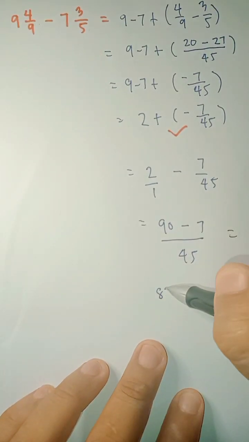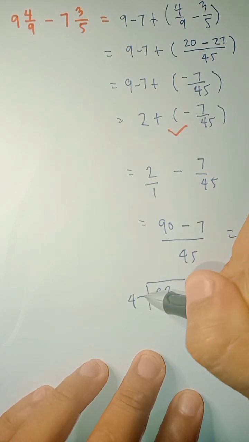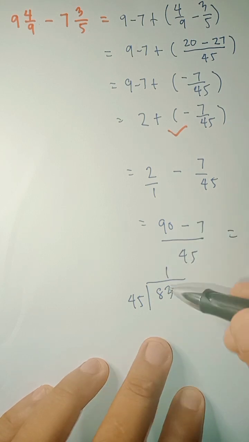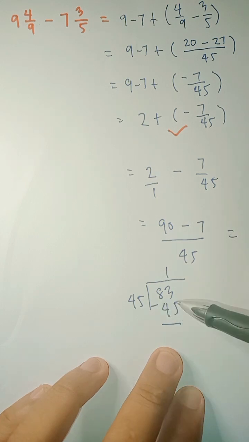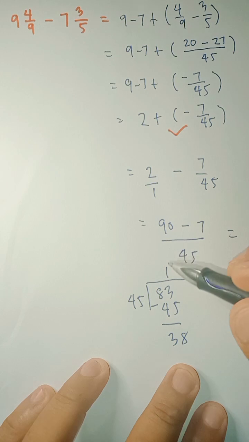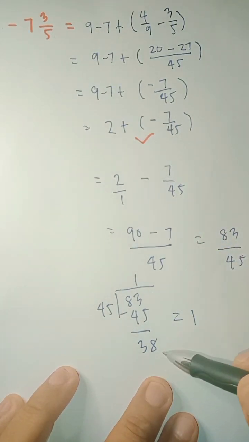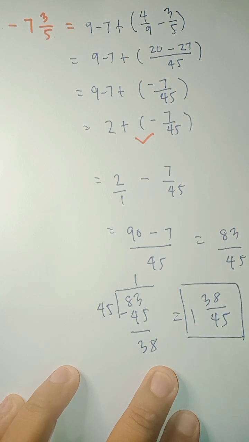So let's divide 83 by 45. 83 divided by 45 is 1. 1 times 45 is 45. Then let's subtract. 83 minus 45 is 38. Now we have a whole number here, 1. Now this is our numerator, 38. And this is our denominator, 45. And this is our answer.